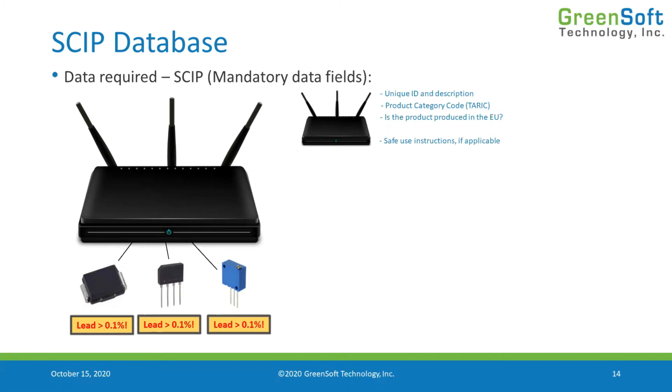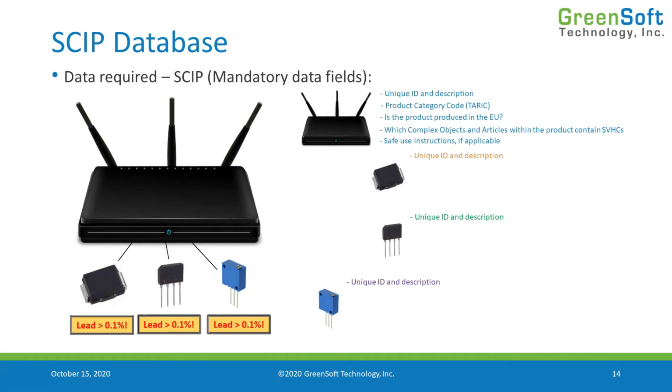Where this starts to get complicated is when we look into the next layer of information that's required to be included in the database. We have to include which complex objects and articles within the product contain these SVHCs. So I have to disclose that I have a voltage regulator, a diode, and an inductor here that contain these SVHCs over a threshold. It's not good enough to just say my product contains it. I now have to disclose the components within it that contain that.